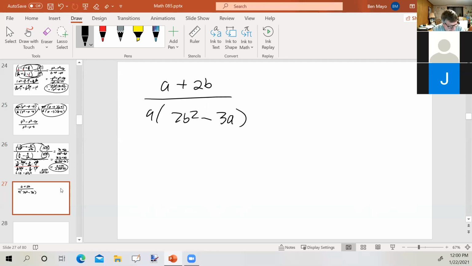So solving complex fractions, or I should say simplifying. We're not solving them because it's not an equation. Any questions?